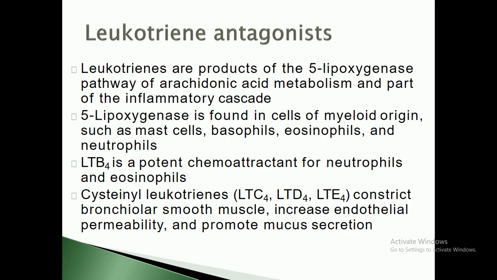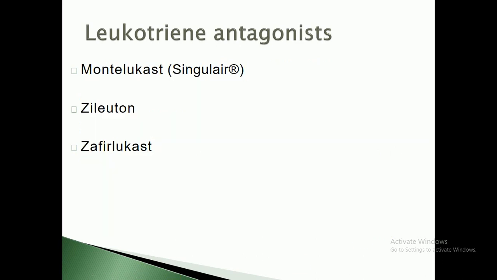These are actually the products of the 5-lipoxygenase pathway of arachidonic acid metabolism and a part of the inflammatory cascade. 5-lipoxygenase is found in the cells of myeloid origin such as mast cells, basophils, eosinophils and neutrophils. Leukotriene B4 is a potent chemoattractant for neutrophils and eosinophils, while cysteinyl leukotrienes, leukotriene C4, D4 and E4, can contract the bronchial smooth muscles, increase the endothelial permeability and promote the mucus secretions.